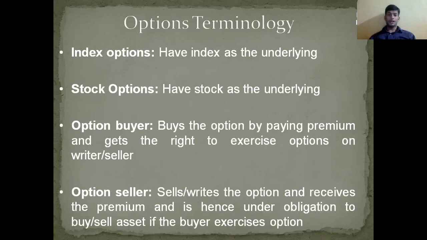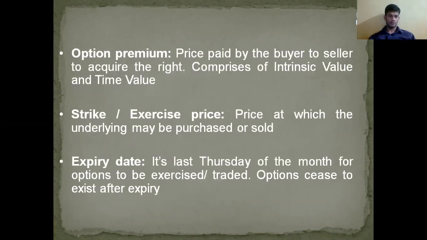Option terminology. Index option has the index as the underlying; stock options have a stock as the underlying. The option buyer buys the option by paying a premium and gets the right to exercise. Option writer or seller receives the premium and hence is under the obligation. Option premium is the price paid by the buyer to the seller for the right, comprising intrinsic value and time value. It is called the option premium. Then expiry date and all.